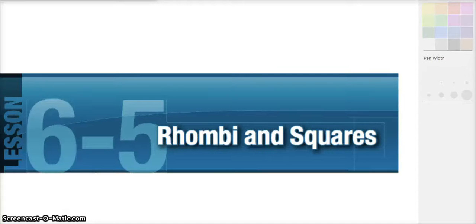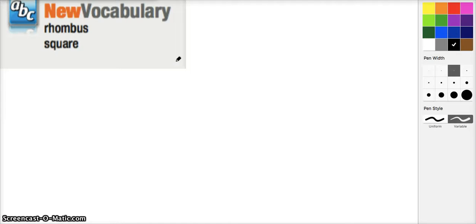Hey guys, here we are in chapter 6, looking at section 6.5. We're talking about rhombi and squares. With our new vocabulary, I think we need to just get a different point of view of what we are talking about, because I know you guys know what a rhombus is, and I know you know what a square is, but I want you to kind of see it in the whole scheme of things.